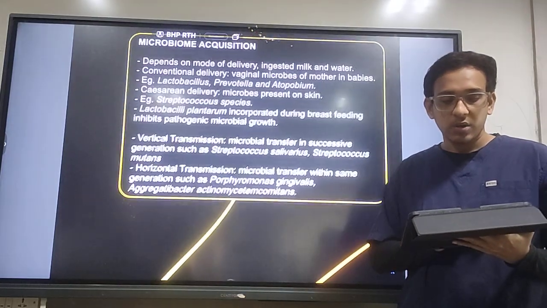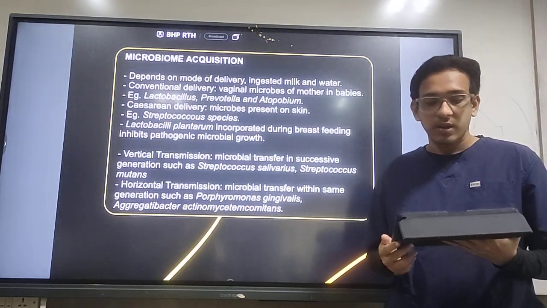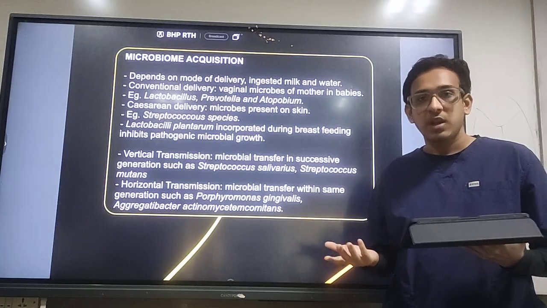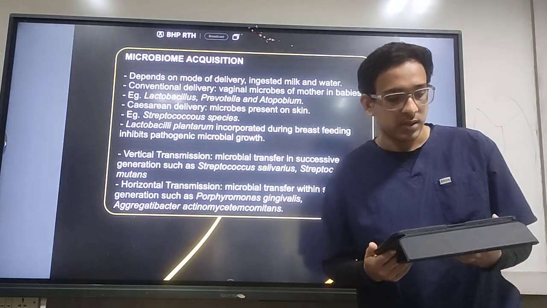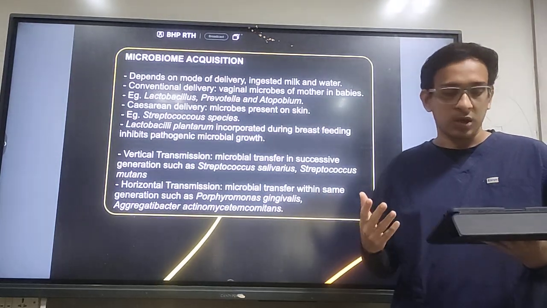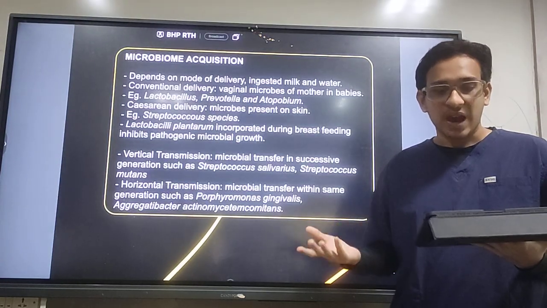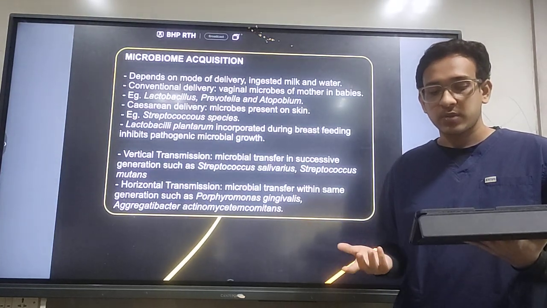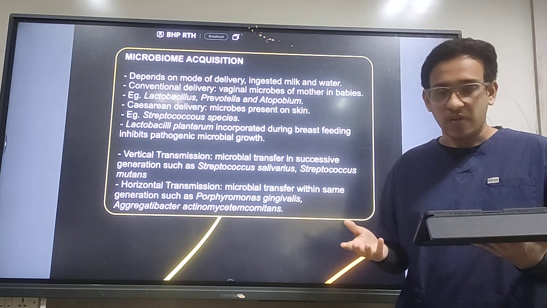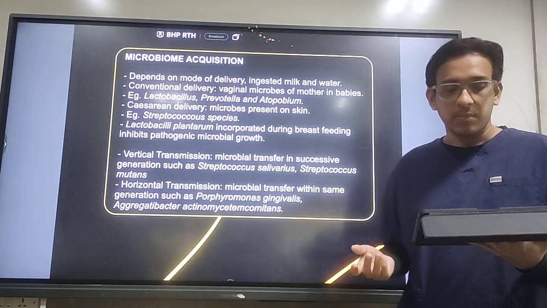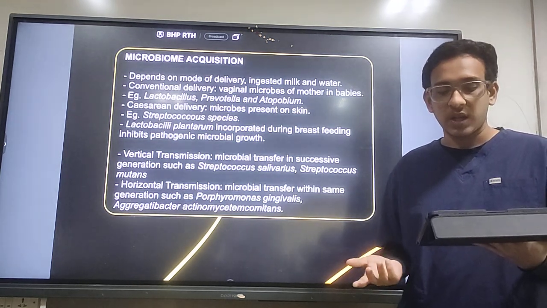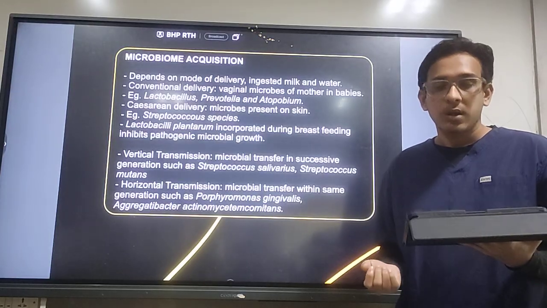It depends on the mode of delivery, such as ingested milk or water, and conventional childbirth. In that case, vaginal microbes from the mother are found in babies. Example: Lactobacillus, Prevotella, Atopobium, etc.